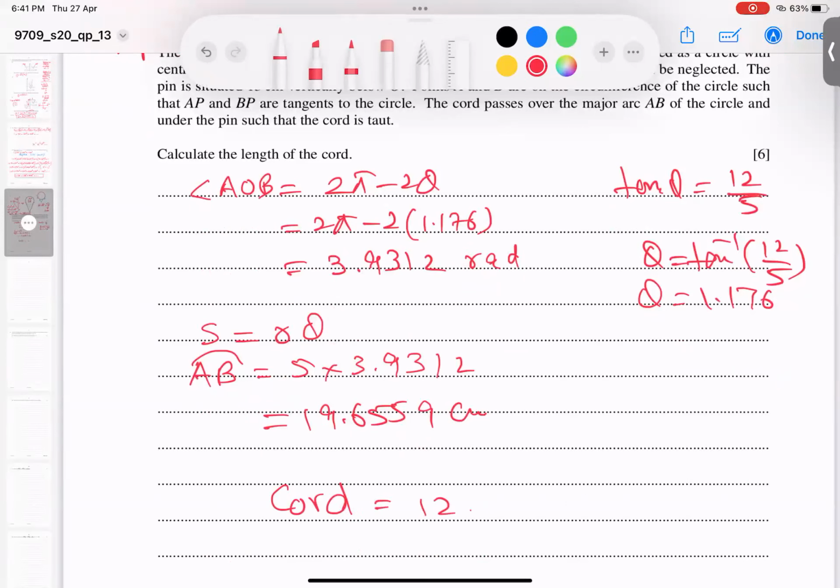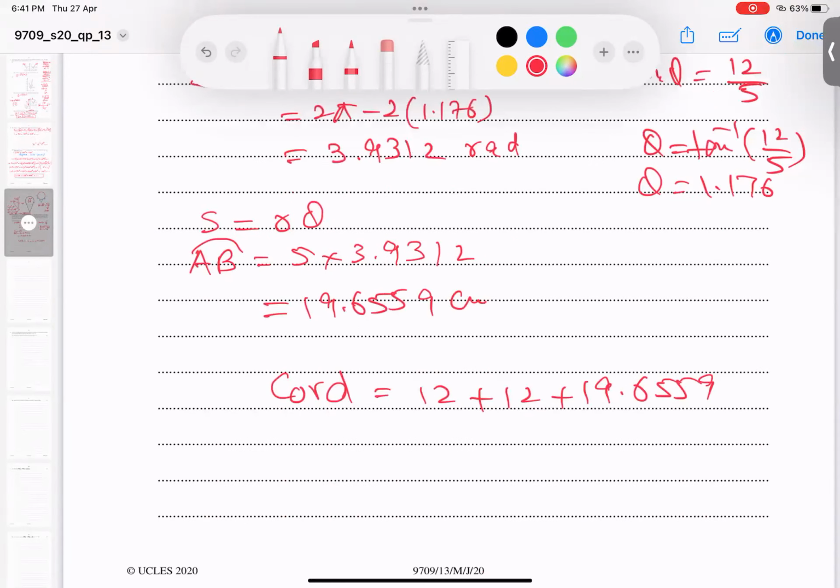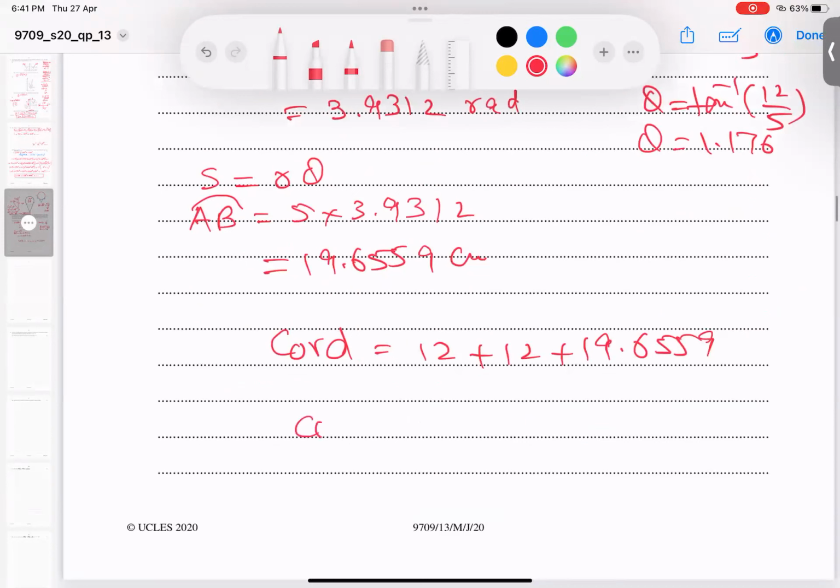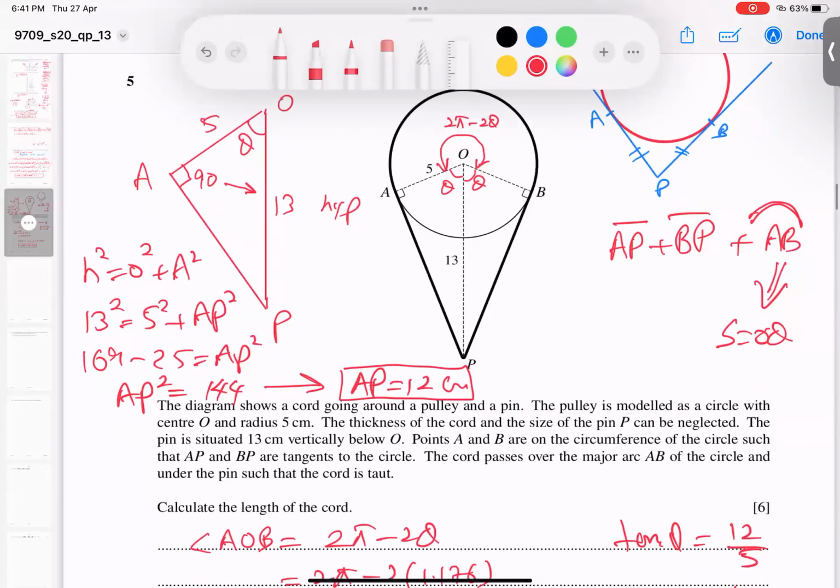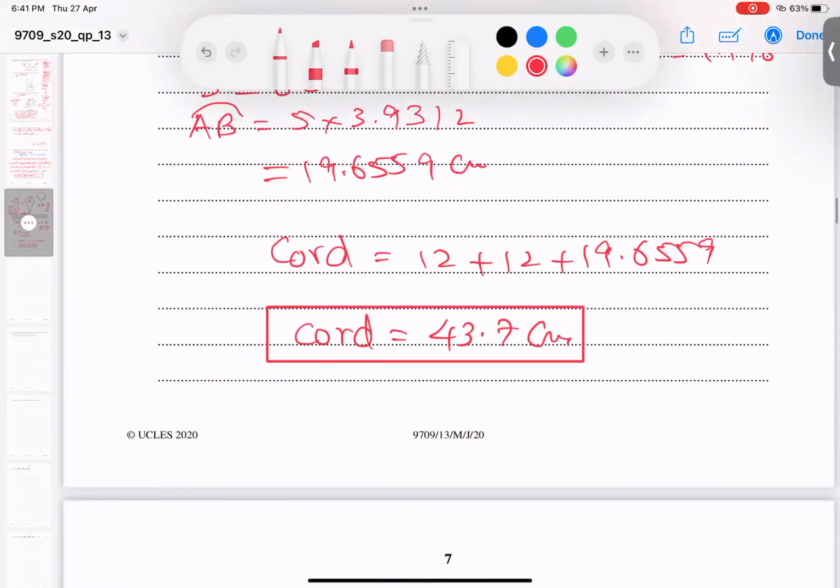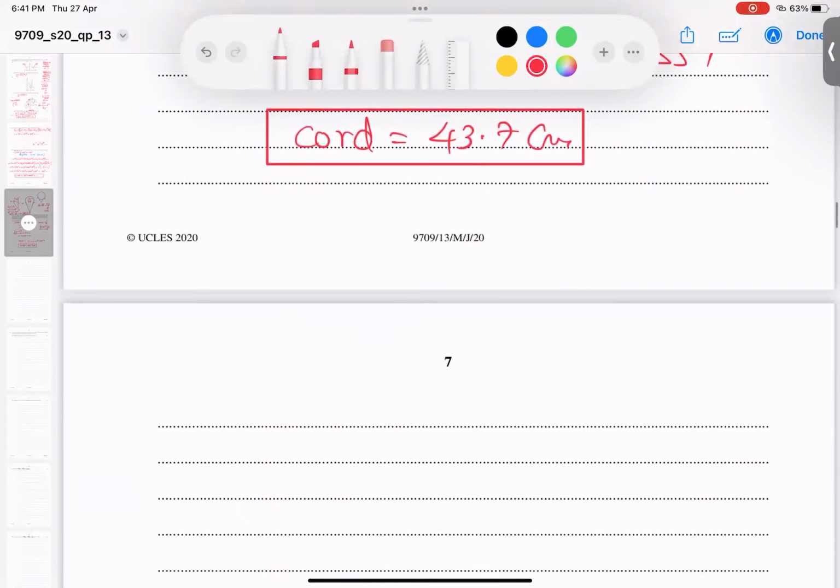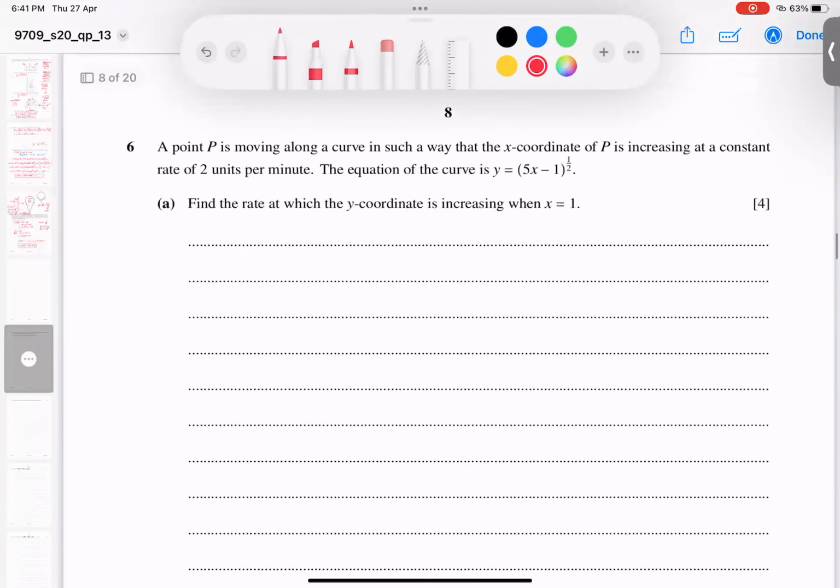And so the perimeter, the chord length. So 12 plus 12 plus 19.6559. If I add, let's see what answer is coming. So the length is very clear, 43.7 centimeters. Centimeters or meters? Centimeters, correct. So Alhamdulillah Rabbil Alameen. I hope so. The point is very clear. We have done this question completely.